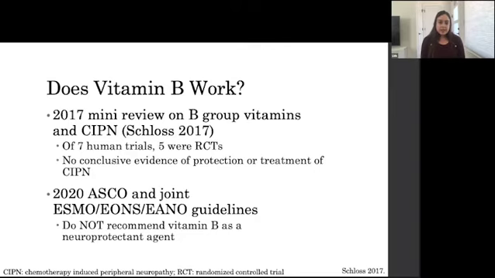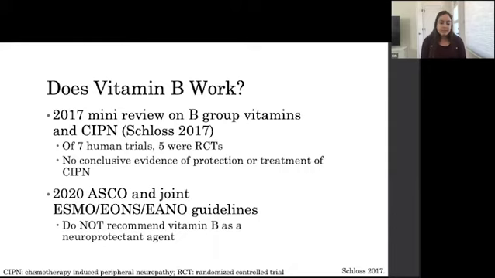Well, it is a difficult question, mainly because the evidence we have is limited, also because the studies that are out there are heterogeneous and they look at different formulations of the vitamin B. Some of the studies only look at vitamin B12, some look at vitamin B6, whereas others look at the vitamin B complex. So it's hard to gather a lot of definitive data from the heterogeneity of the studies.